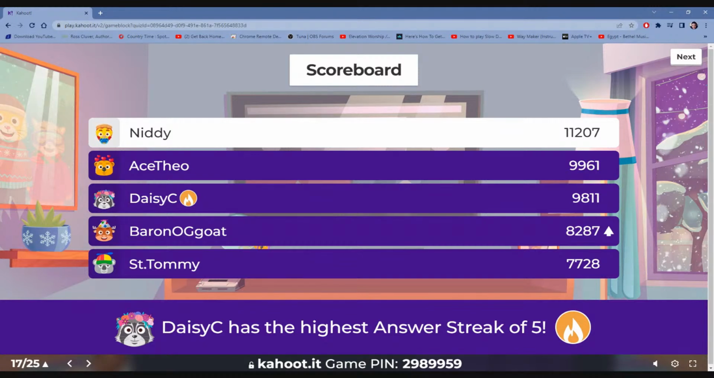Baron OG Goat comes back in. We lost Jamie, though. Where are you, Jamie? I think Jamie got disconnected. Daisy has the highest answer streak. Look at that. I don't remember anyone with 5. Daisy's on fire. I'm rooting for Daisy.